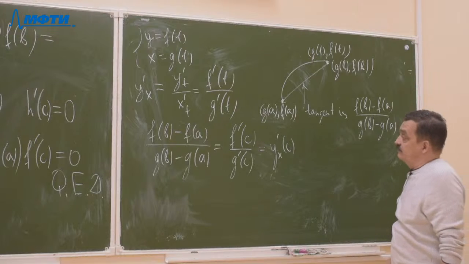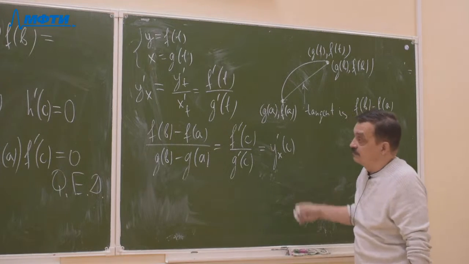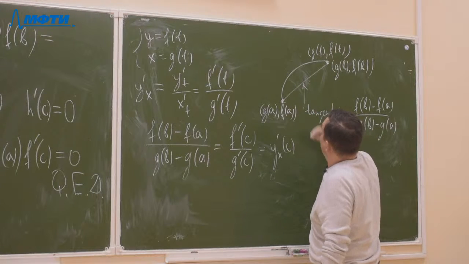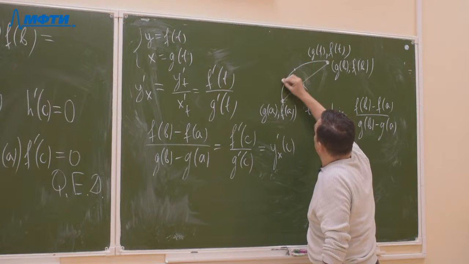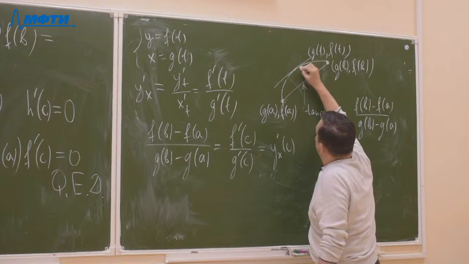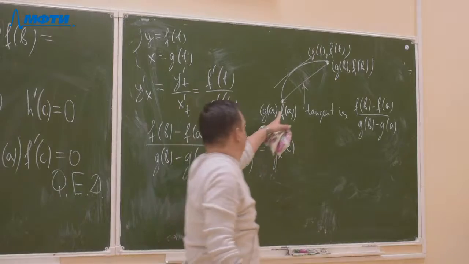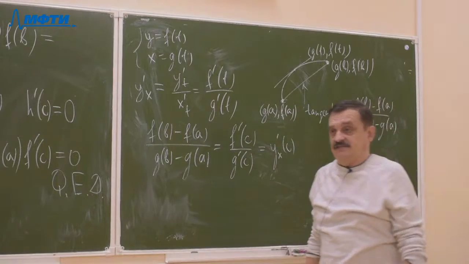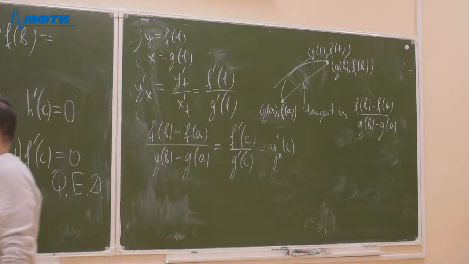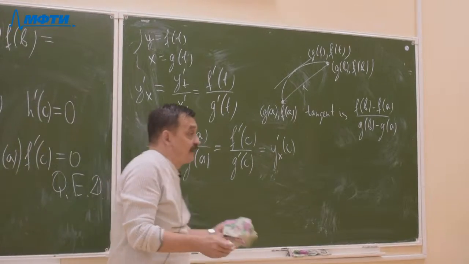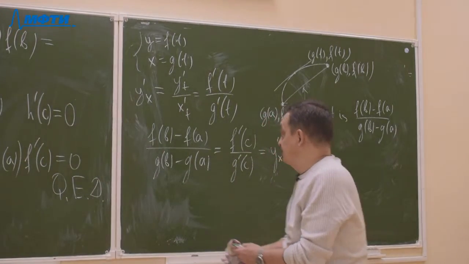And then what says the Cauchy mean value theorem? It says that for such a parametric curve, there exists a point where the tangent to that parametric curve is parallel to the interval which connects the ends of that curve. So, same conclusion as for Lagrange mean value theorem, but for parametric curves.